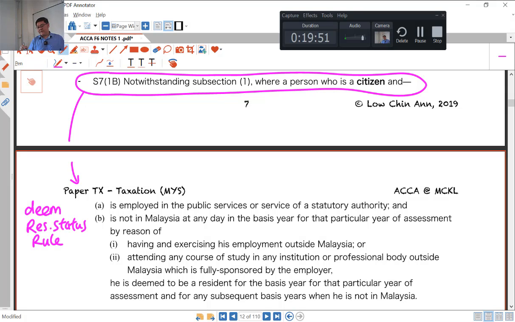Now, if you see the rule at the back, I'm going to highlight the last line first. He is deemed to be a resident. See that? You are deemed to be a resident. Okay. So in what way is an individual deemed to be a resident? Now, there's quite a number of requirements here.